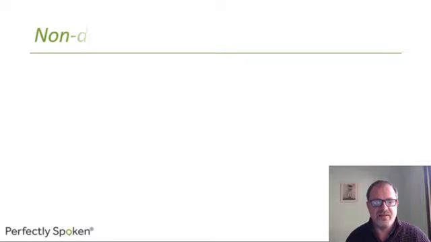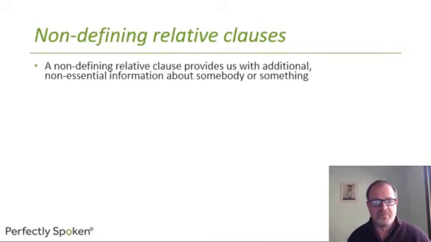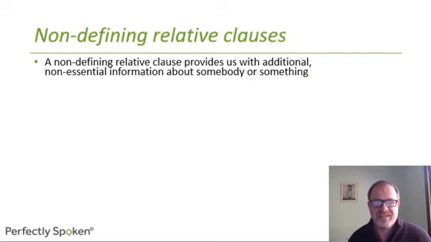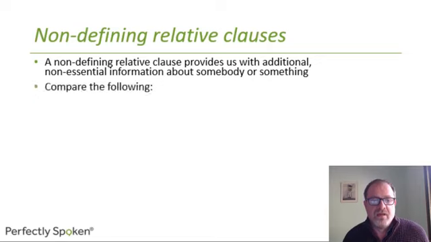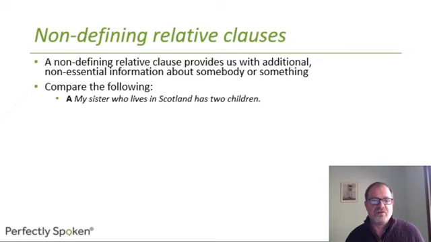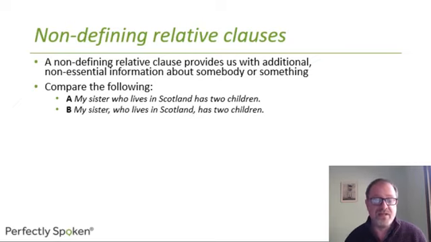Okay, so non-defining relative clauses then. What do we mean by them? A non-defining relative clause gives us additional information about something which is not essential. Remember, with defining relative clauses, it was essential information we were looking at. Here it's additional information. So here's a couple of examples. A, my sister who lives in Scotland has 2 children, and B, my sister, who lives in Scotland, has 2 children.